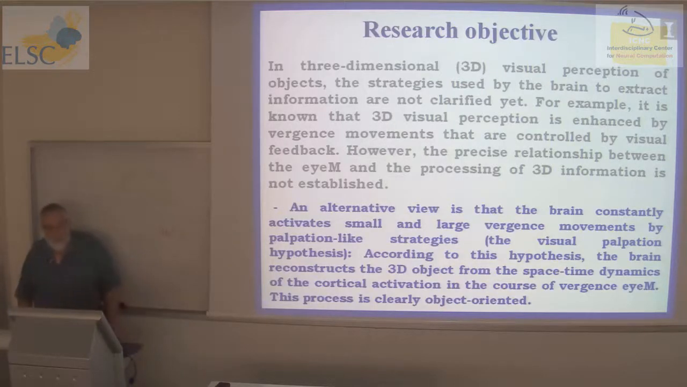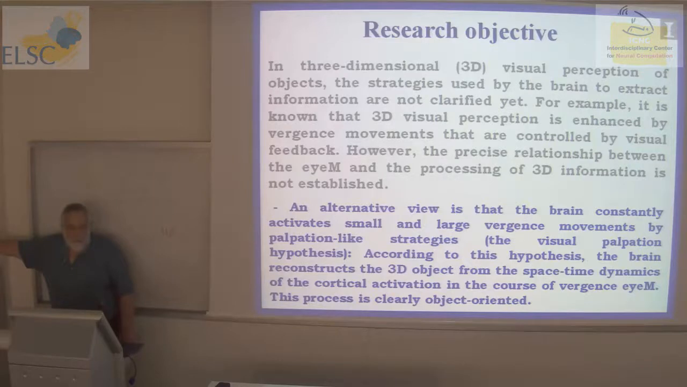The other possibility, which I believe in, is an alternative view that the brain constantly activates small and large vergent movements in a palpation-like manner, like when we send our hand toward the face of somebody, we touch the nose and we go along the face and we do palpation-like movement along the object. And this is the visual palpation hypothesis. According to this hypothesis, the brain reconstructs the 3D object from the space-time dynamics of the cortical activation in the course of vergent eye movement, not after them.